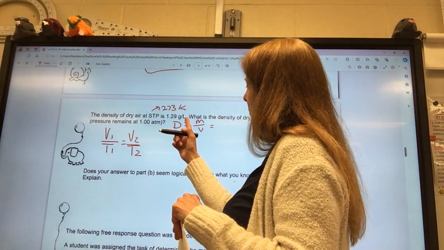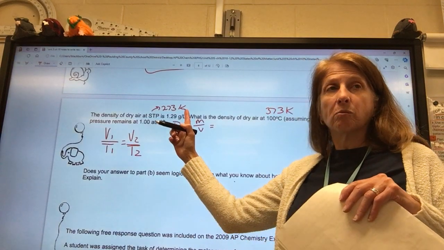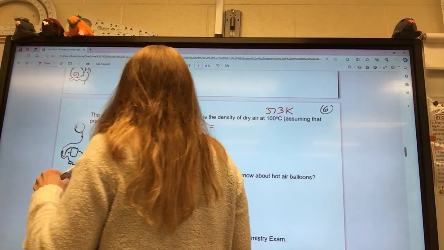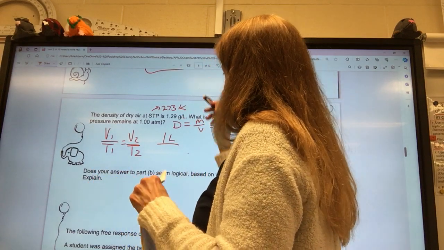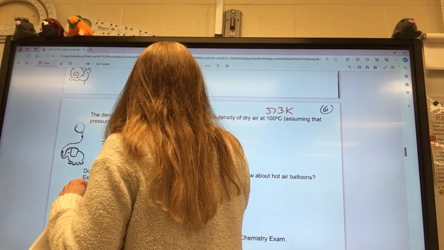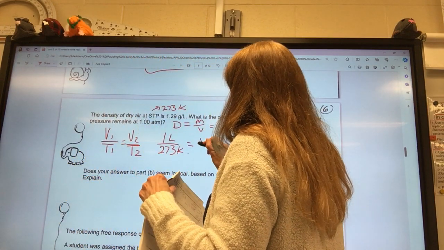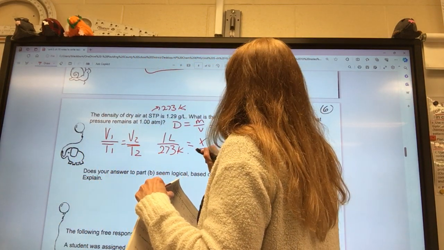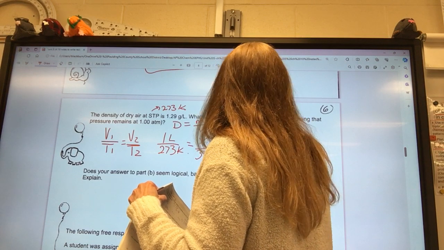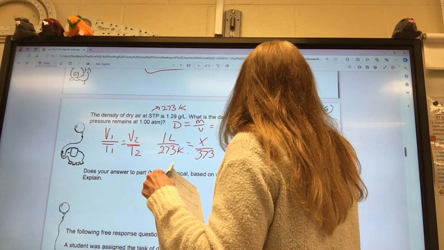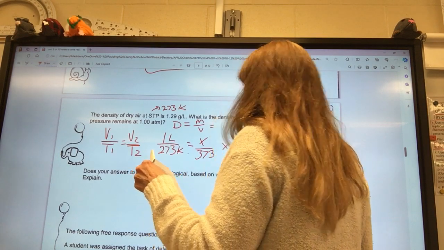Those grams per liter. How many liters? One. You see where we got that? So 1 liter is our first volume. Our first temperature is 273. Our second volume is what we're looking for, and our second temperature is 373. So X, our new volume, is 1.37 liters.